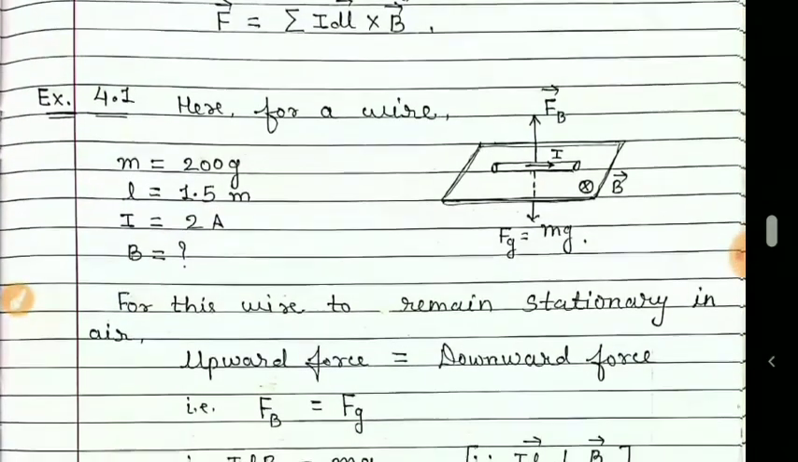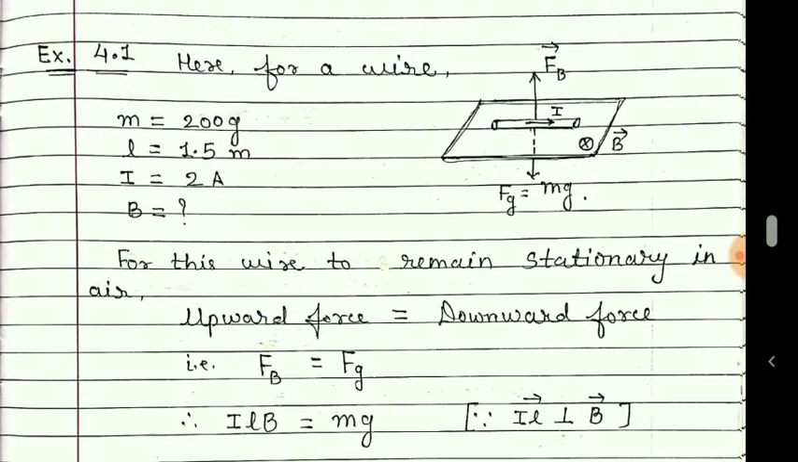Example number 4.1, it is quite easy. Students, here a conductor, that is a current carrying wire, is shown in a magnetic field. You can see the magnetic field is shown by cross, and cross means magnetic field is going inside the plane, it is moving inside the plane normally.